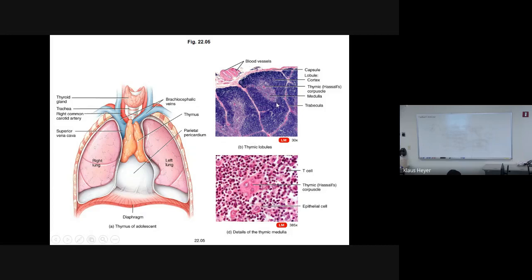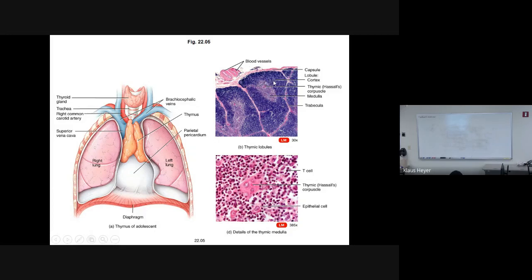If you look inside, it looks like this. This is nothing I'm going to test you on, but just so you get a look. Kind of looks like, again, the adrenal gland. You have a capsule, cortex, and a medulla. So the medulla is like lighter colored.